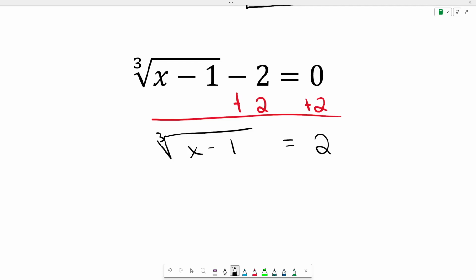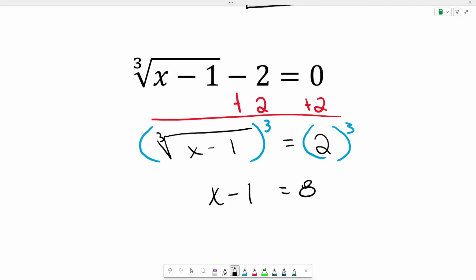I need to apply the inverse of the cube root to both sides of my equation. So I'm going to put parentheses here and cube them. Over on the left-hand side, I'm left with x minus 1. And on the right-hand side, 2 to the third power is 8.